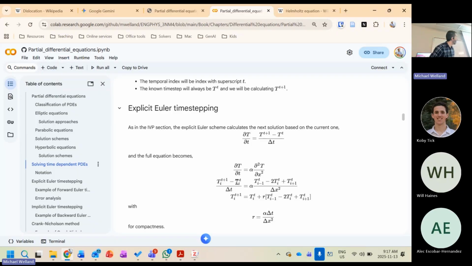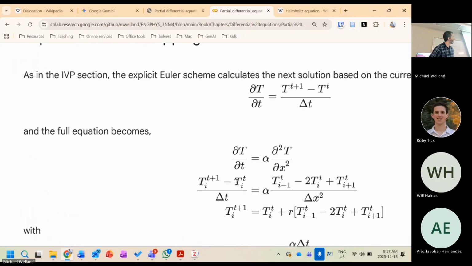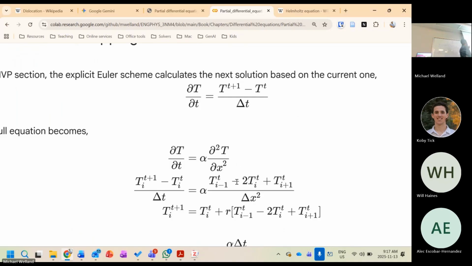Can you guys see this okay? So this, we're going to plug in here, and we're going to get here. Alpha is called the thermal diffusivity. The second derivative, central difference, becomes this. We're pausing the whole boundary condition issue right now. Collect your terms, and you get something like this.